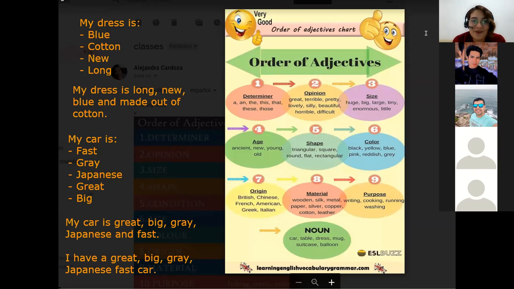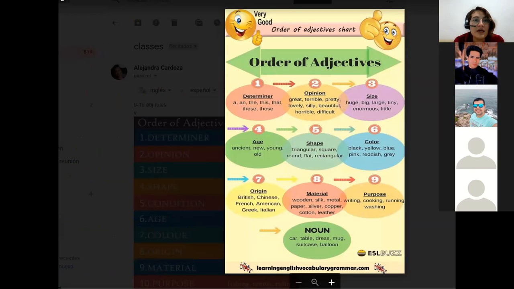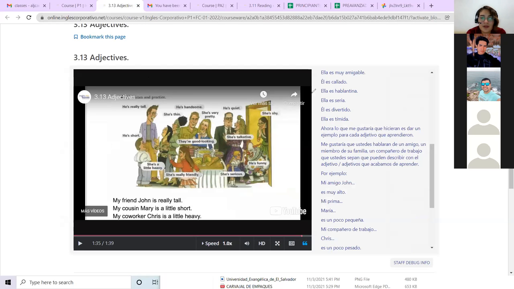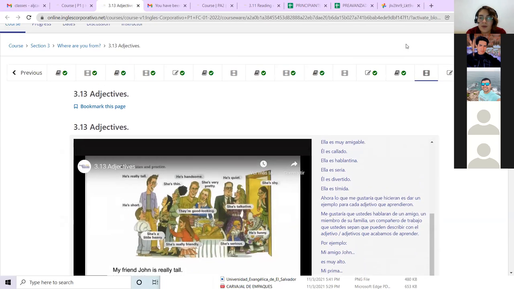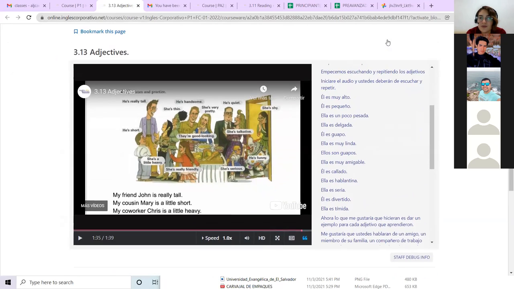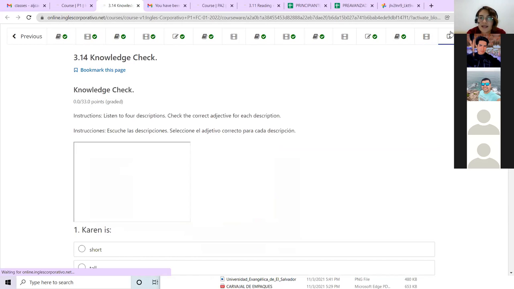Any other questions? ¿Alguna otra pregunta que puedan tener? All right. In that case, let's go back to the platform. Volvamos a la plataforma. Y voy a cerrar esto. I'm going to close this. Y we will try to do the exercise. Vamos a intentar hacer el ejercicio.